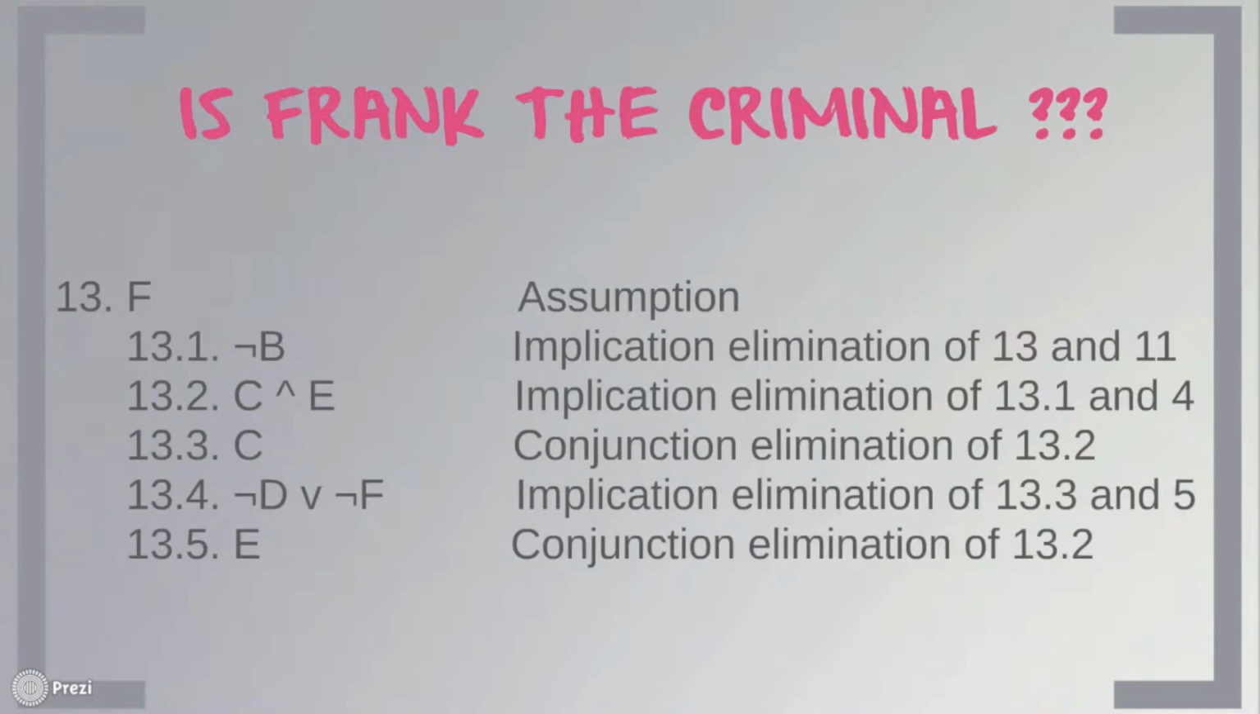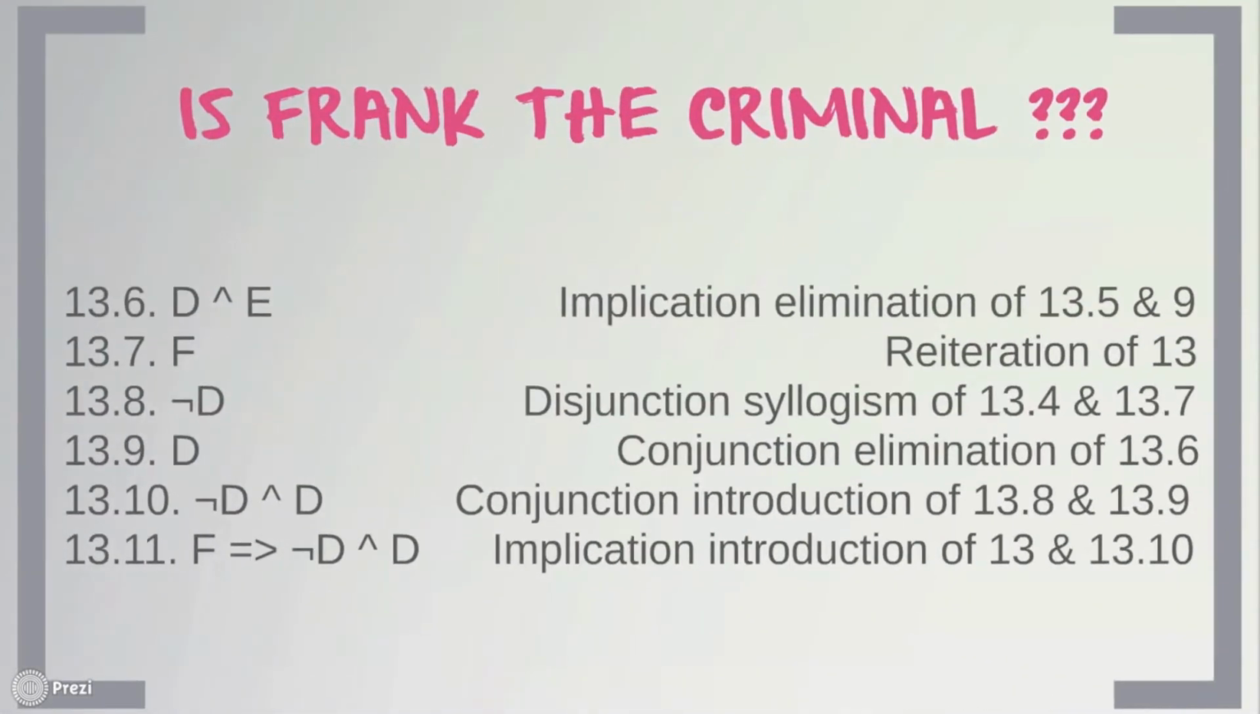From the premise, we have F implies not B. So we have not B. And from the premise, we have not B implies C and E. So we have C and E. Since we have C and E, we have C. And from the premise, C implies not D or not F. Since we have C and E, we also have E. And from the premise, E implies D and E.